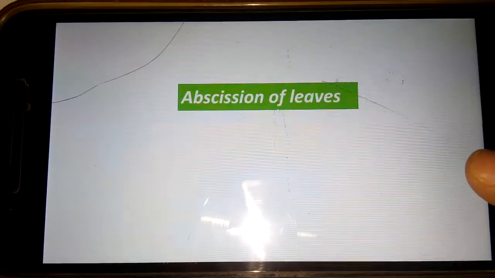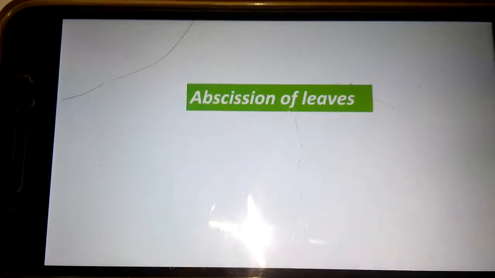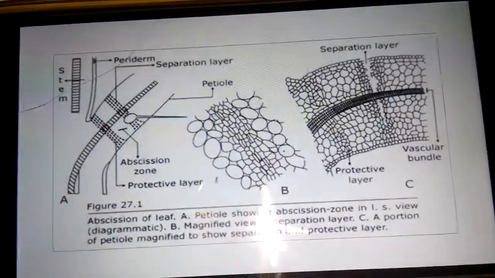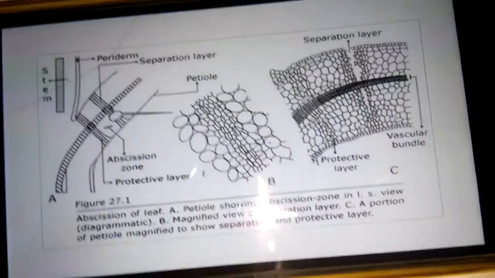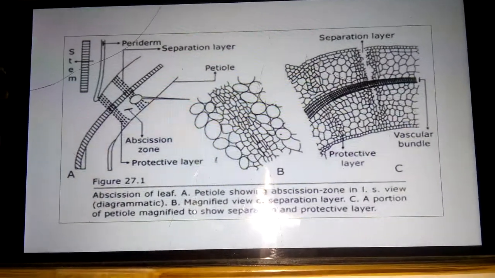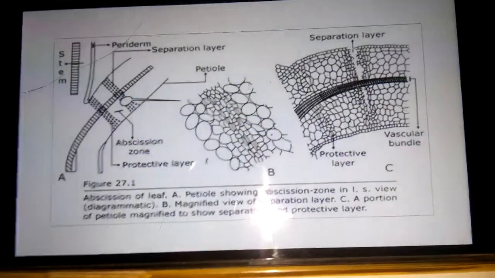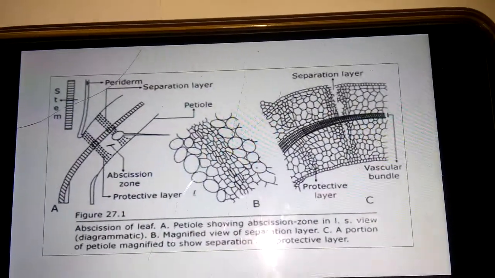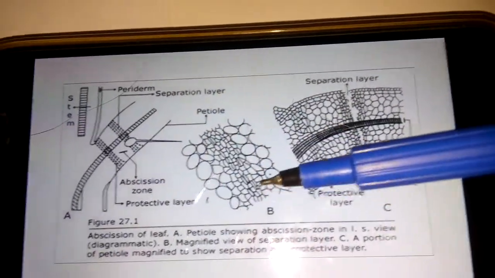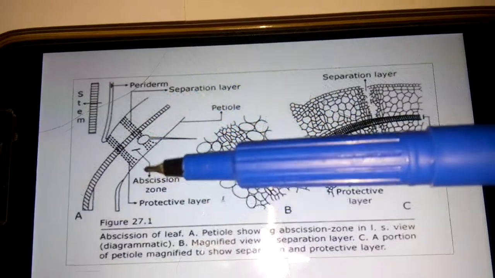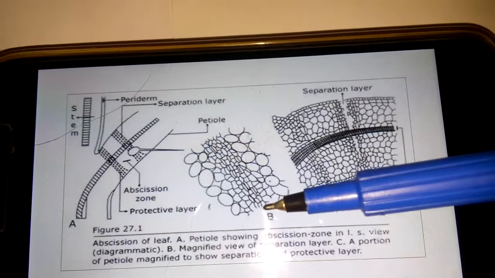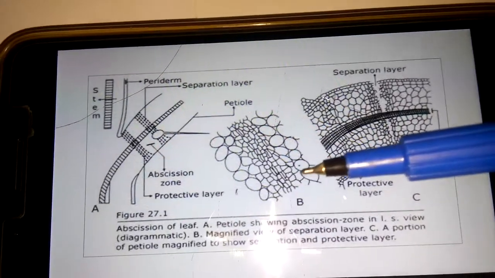Now, abscission of leaves. This is another part of senescence of leaves. In this diagram there are 3 figures of abscission in leaves. The first figure shows the petiole showing the abscission zone with the protective layer. B is the magnified section of the abscission of the leaf. This is the magnified view of the separation layer.